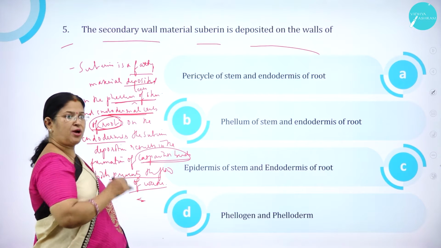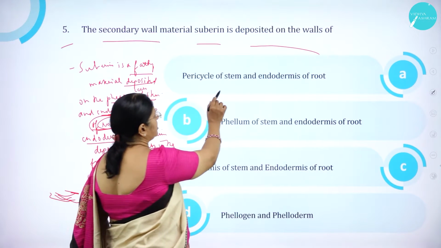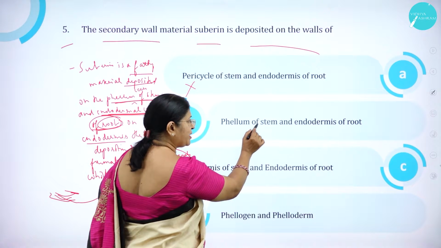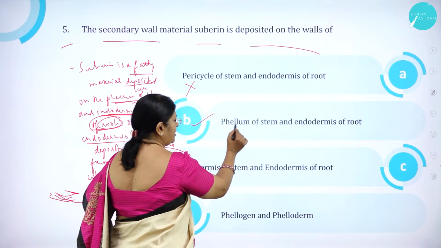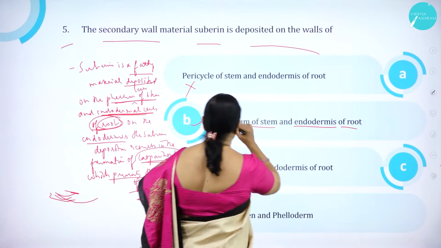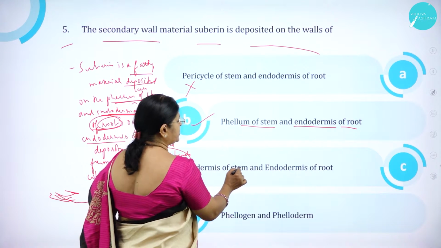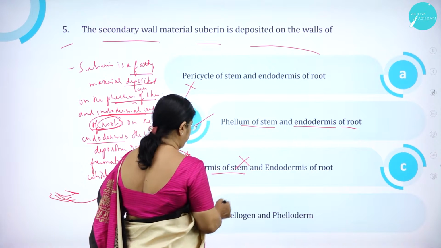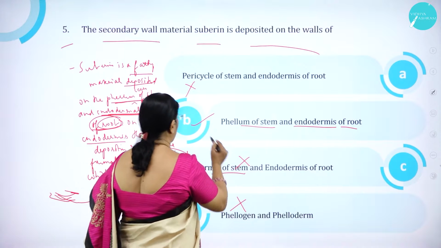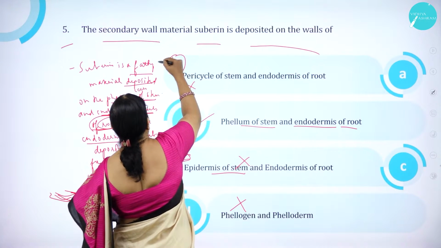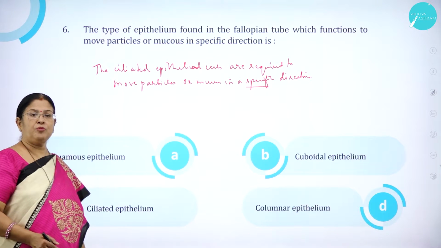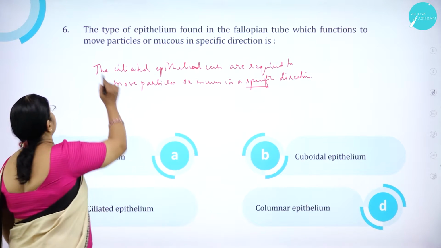So which is the option which is correct? Pericycle of stem and endodermis of root? Wrong. Phellum of stem and endodermis of root? Correct. Phellum cells of stem and endodermal cells of root is correct. Epidermis of stem and endodermis of root? Wrong. D, phellogen and phelloderm? Wrong. So option B is correct. Moving on to question number 6.